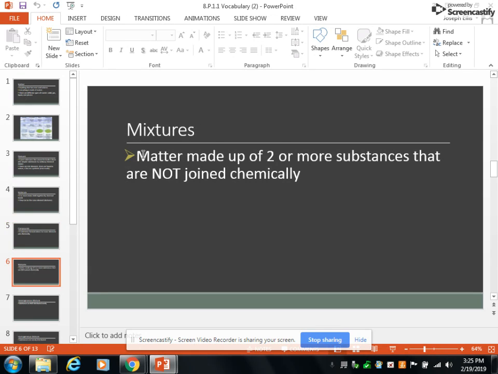Now, a mixture is when we join them physically. It's not chemically. A mixture you can actually take apart easier. It's when we mix things up. Salt water is an example of a mixture. Air is an example of a mixture. Lemonade, your coffee, sweet tea, sodas, those are mixtures.